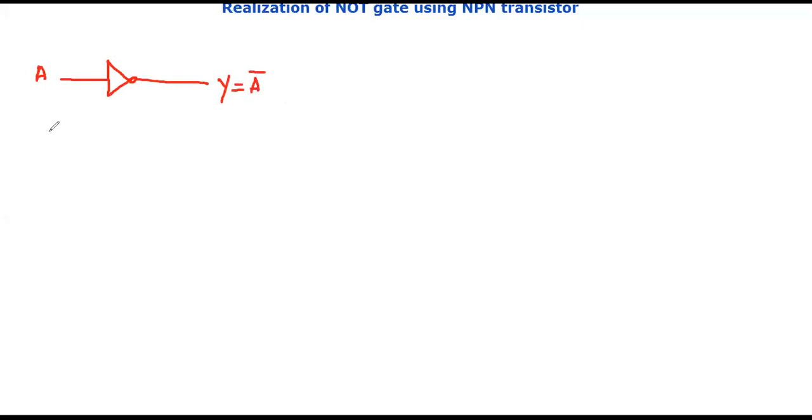That means if input is 0, output will be 1. If input is 1, output will be 0. Let us now try to understand the working of NOT gate using transistor. Let us use NPN transistor.